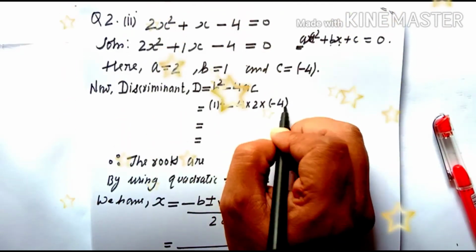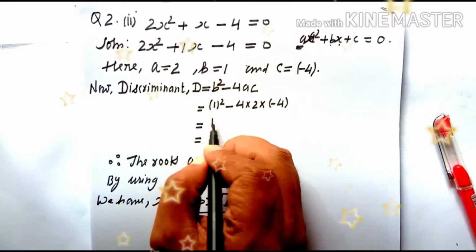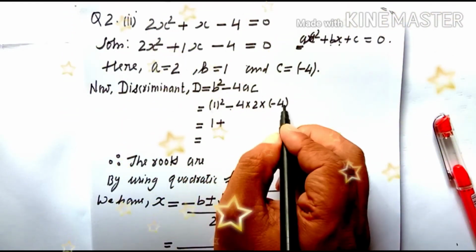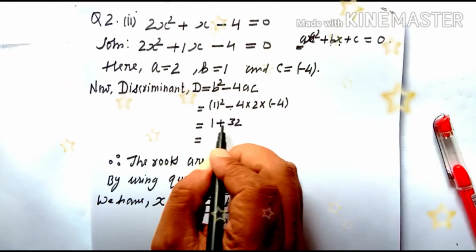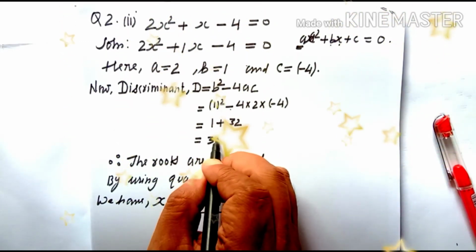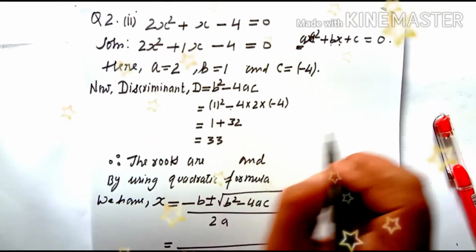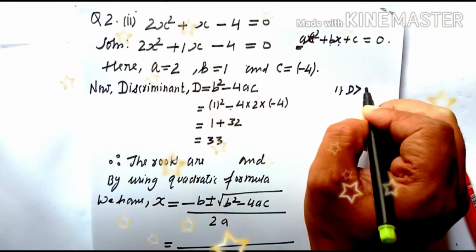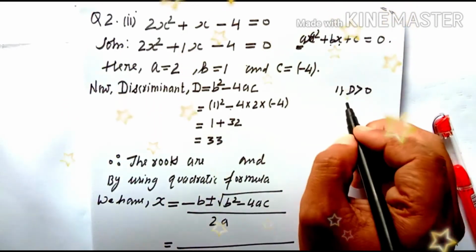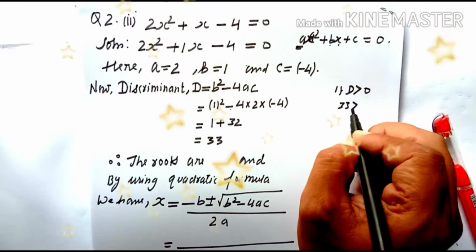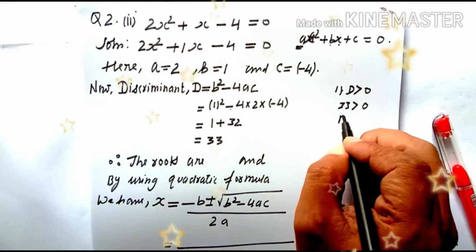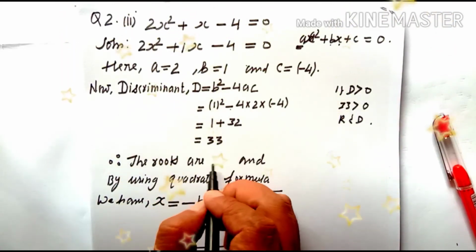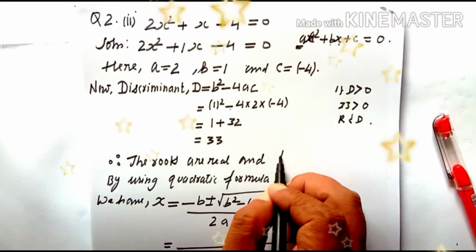After that, 1 square equals 1. Negative, negative are positive. 4 2s are 8. 8 4s are 32. 32 plus 1 equals 33. After that, like I said before, the first part, if D is greater than 0. So right now 33 is the value of the discriminant, which is greater than 0, then the roots are real and distinct. So therefore the roots are real and distinct.